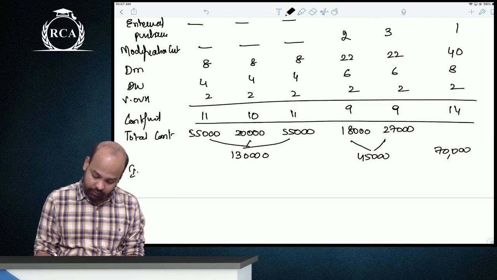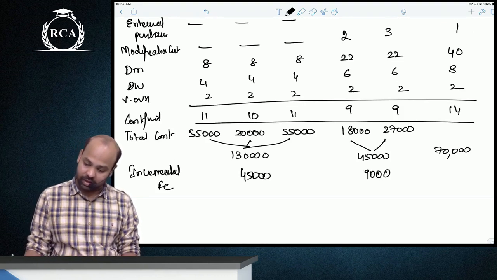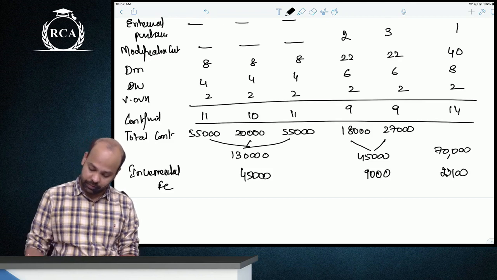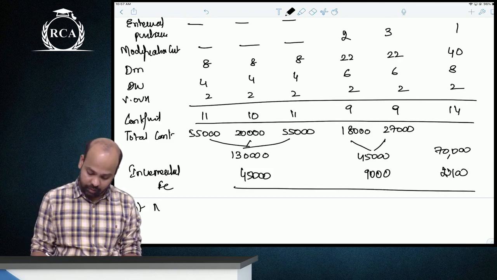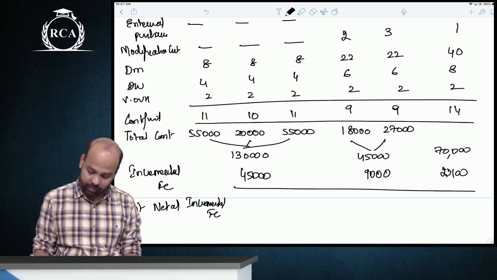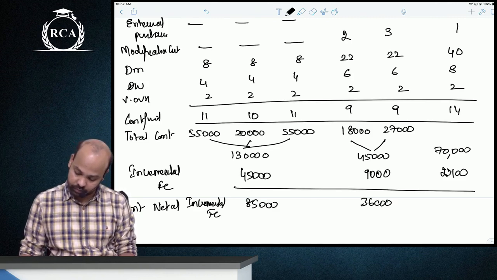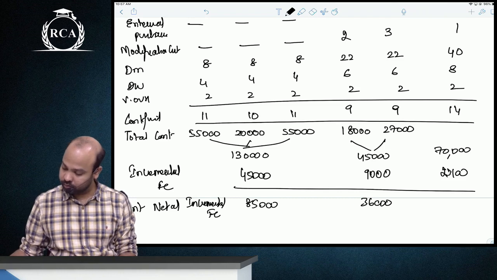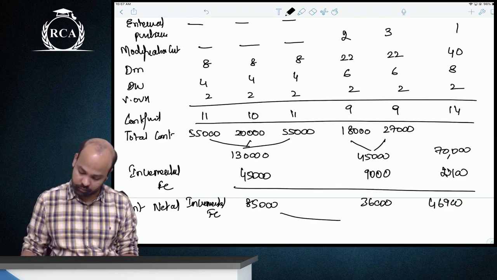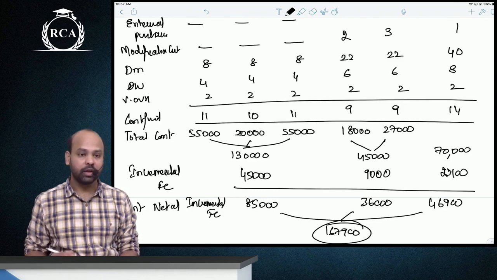We do not know the entire information, but we do know that the amount of incremental fixed cost that this division is incurring is 45,000. Here it is 9,000 and here it is 23,100. Contribution net of incremental fixed cost. I cannot even term this as profit because obviously there will have been other costs also. This would be the answer, guys.